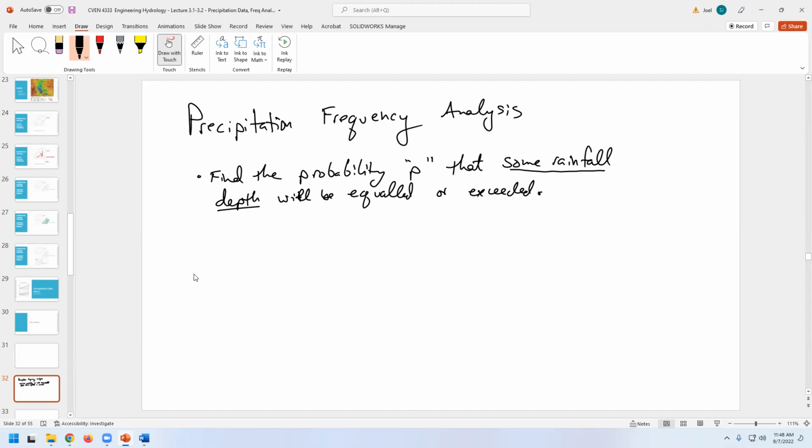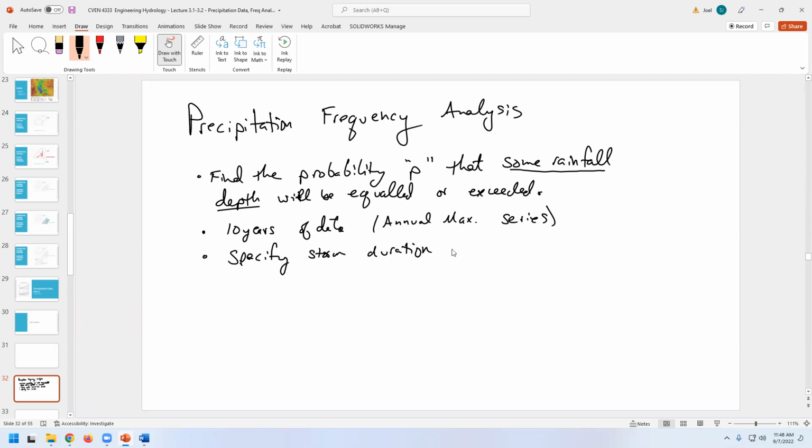So we need rainfall data to do this, from a rain gauge ideally, or something similar. A rule of thumb is we need about 10 years of data to do this. Usually it's going to be something like an annual maximum series, but we'll also talk about a different kind of series of data. Also, we want to specify a duration for the storm. We're talking about it now, we'll be talking about it later. The duration is a design parameter.